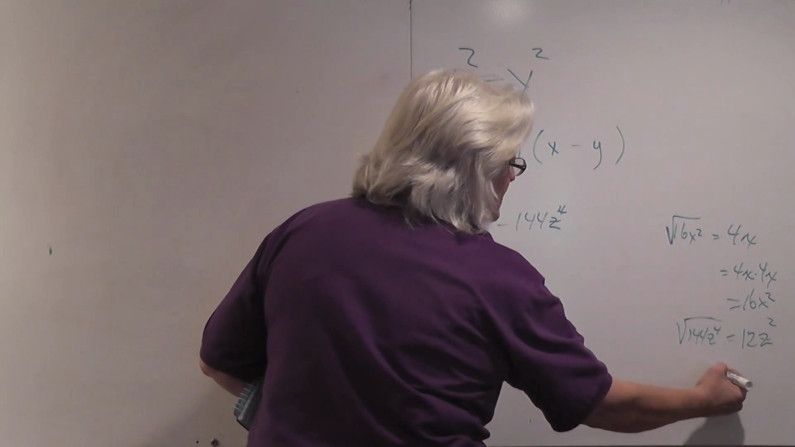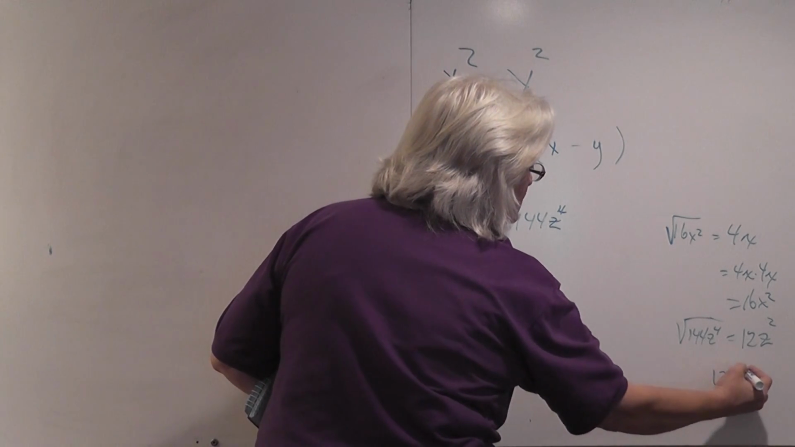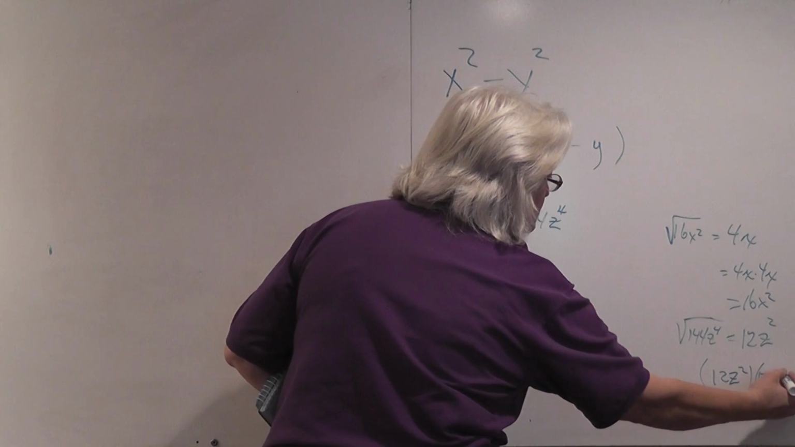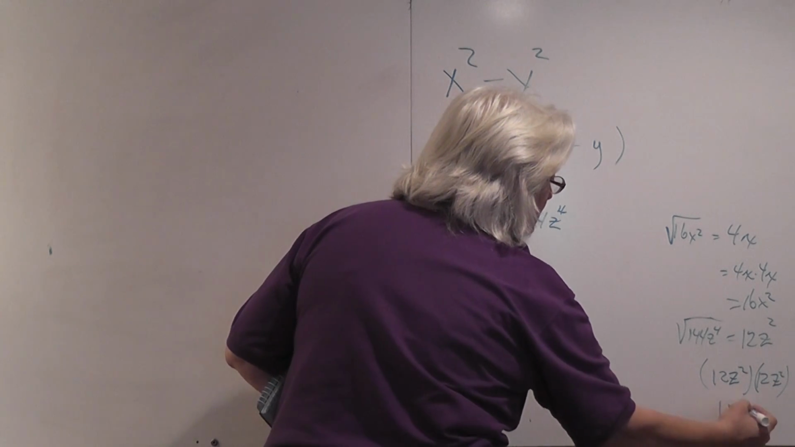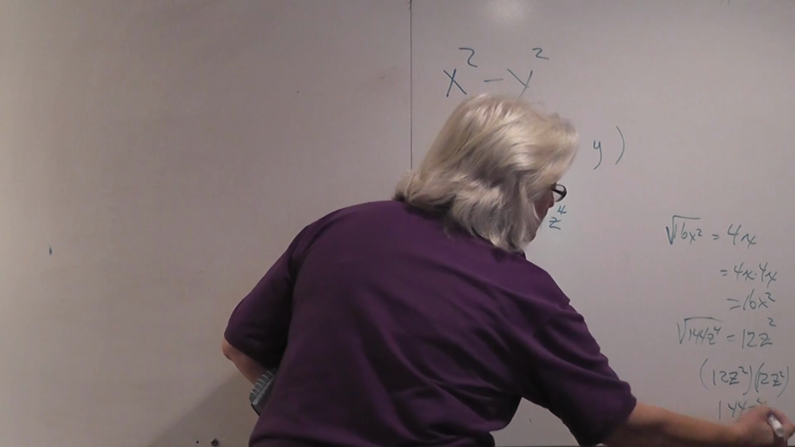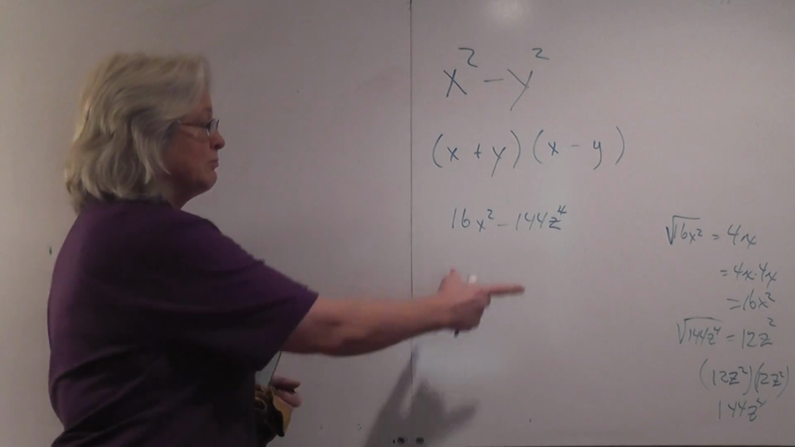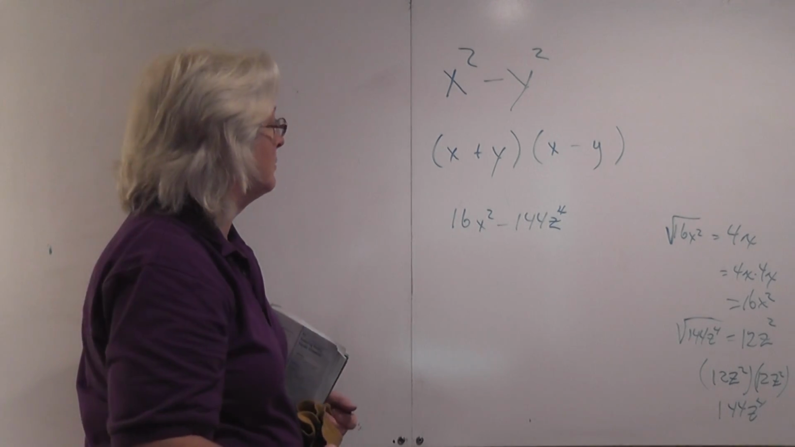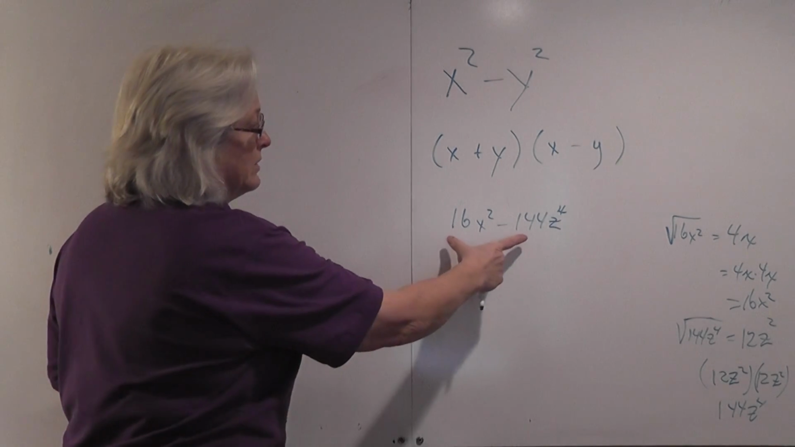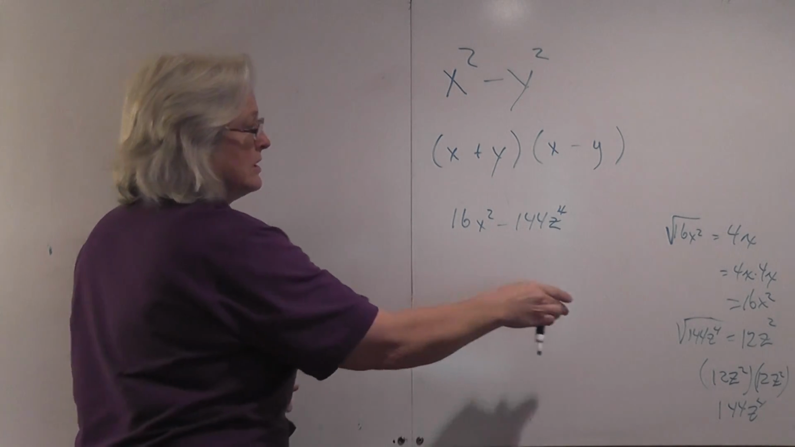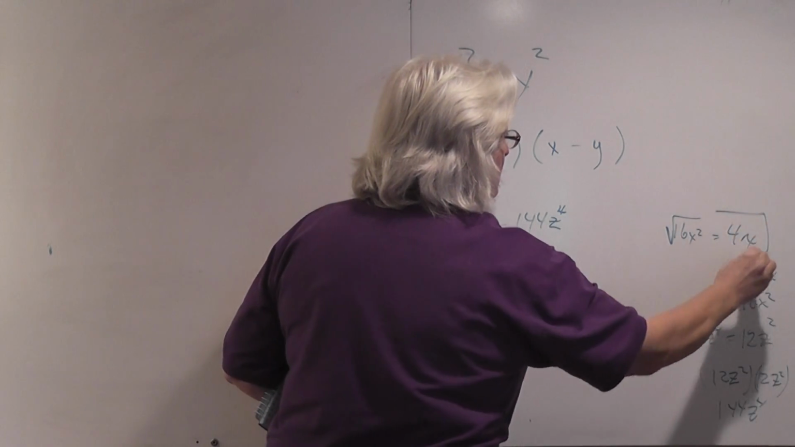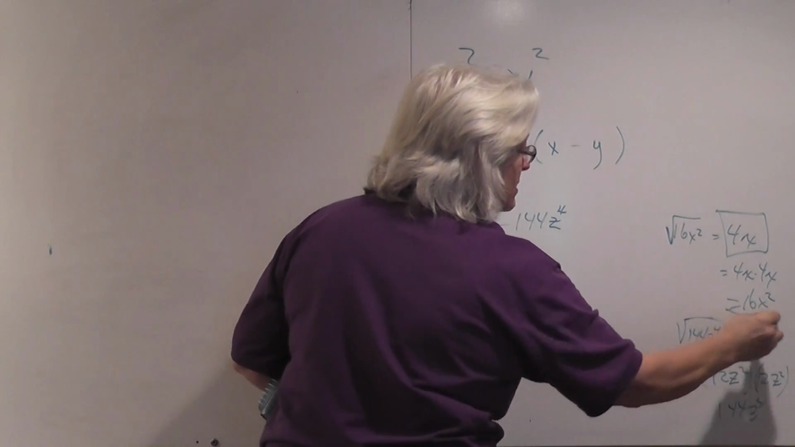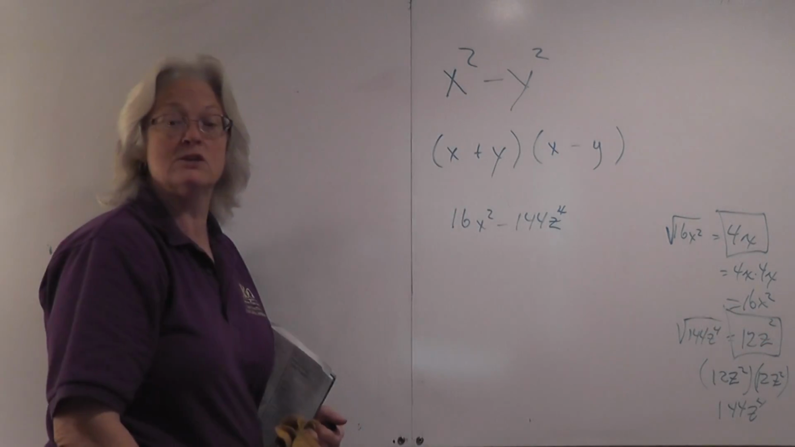And if you went ahead and said 12z squared times 12z squared, you would end up back with 144z to the fourth. Okay, so as I'm reviewing the difference of two squares before we do perfect square trinomials, we notice that if we take the square root of the first term, we have 4x. We take the square root of the second term, we have 12z squared.